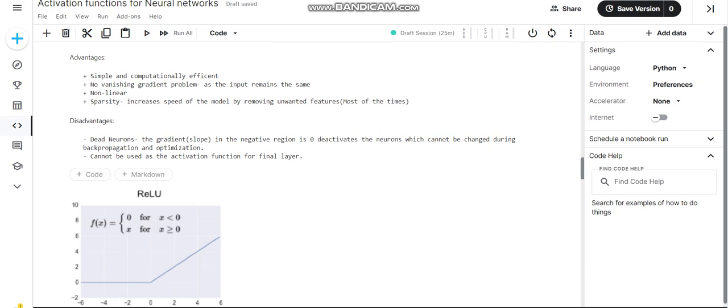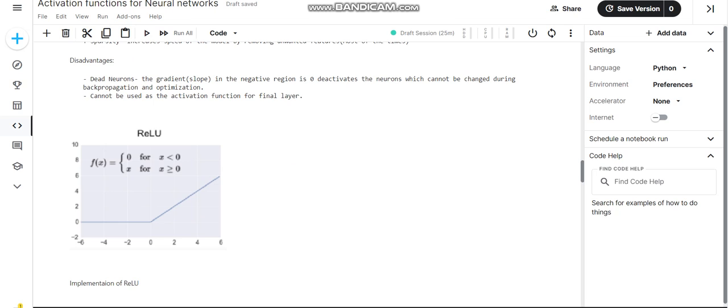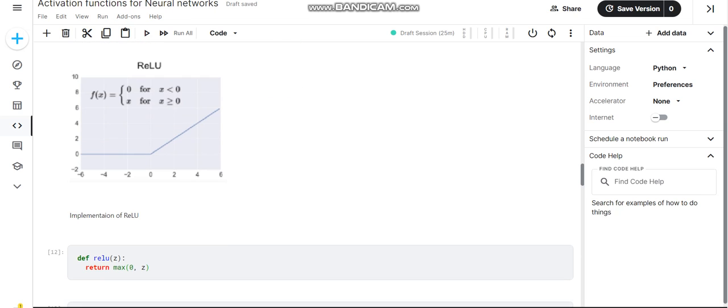But there are a few disadvantages as well. One being it gives rise to dead neurons. That is, for any negative value, the output is equal to 0, and hence it is giving rise to dead neurons. And the second being, it cannot be used as an activation function in the final layer. Though it solves the vanishing gradient problem, it does give rise to zero activation or dead neuron problems. It looks like this, that is 0 for any number 0 or less than 0, and equal to x for any positive number.